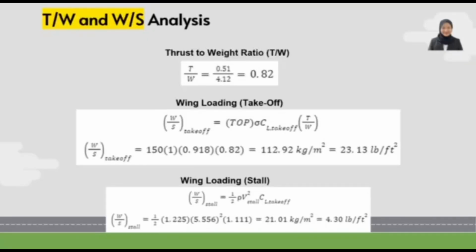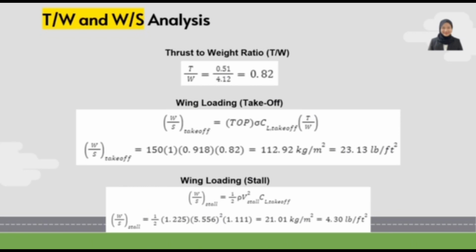So moving on to the thrust to weight ratio and wing loading analysis. For thrust to weight ratio, we use the formula of thrust over weight, and then we got a value of 0.82. And for wing loading for takeoff, we use the formula of takeoff parameter times sigma times lift coefficient for takeoff times thrust to weight ratio, and then we got a value of 23.13 pounds per feet square.